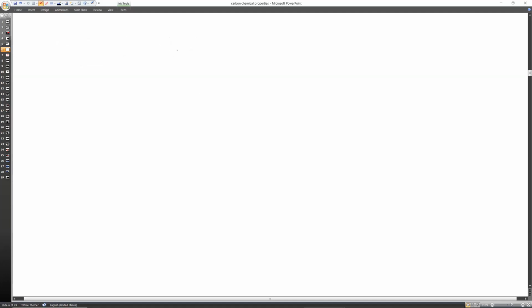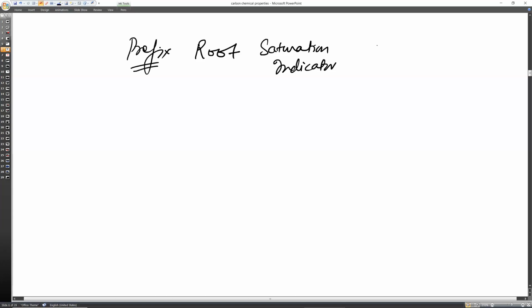First of all, when you write the name, an IUPAC name should have a root, a saturation indicator, a prefix, saturation indicators, and a suffix. These two are compulsory, meaning they must be there.